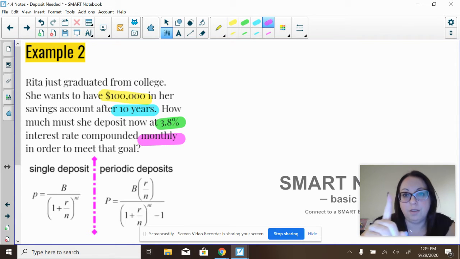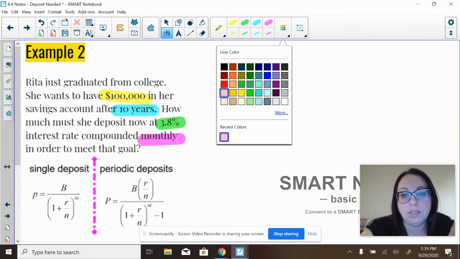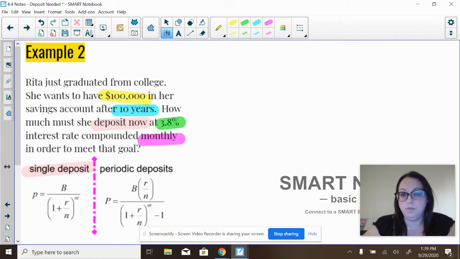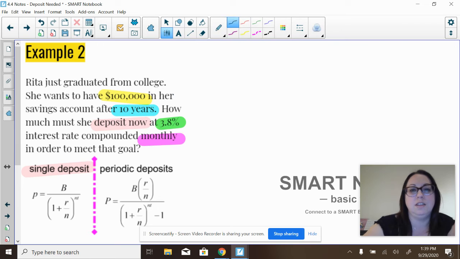The other thing that I'm pointing out here is that when I look at this, it says how much should she deposit right now? A right now deposit is a single deposit. So I'm going to plug into the nice easier formula, just like we did on example 1. It's the balance divided by 1 plus R over N to the NT.